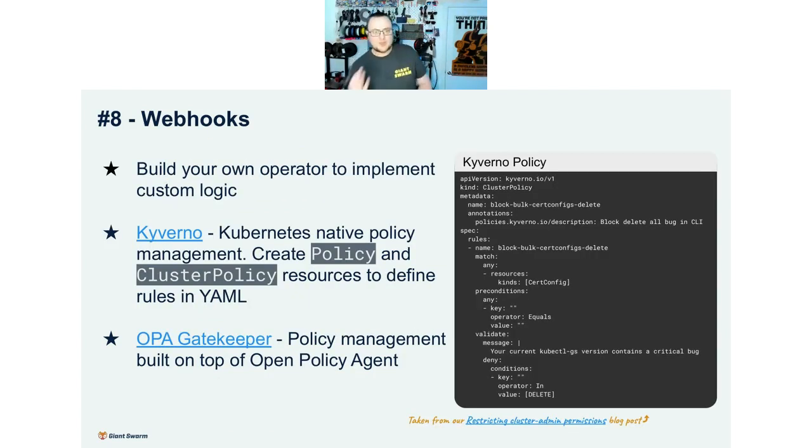Cool. So we've got an example here on the right of a Kubernetes policy that we've used. With webhooks, generally speaking, there's three popular ways of making use of them. You could build your own operator and implement custom logic yourself, the DIY approach to it. Or there's two open source projects that are quite popular. So Kyverno, we use this quite heavily within Giant Swarm. Kyverno is a Kubernetes-native policy management tool, so it gives you custom resource definitions for policies and cluster policies that you can then apply using YAML, as you can see here on the right.